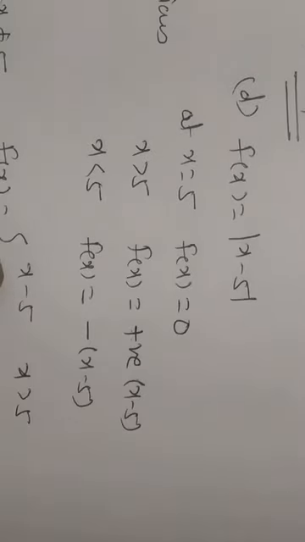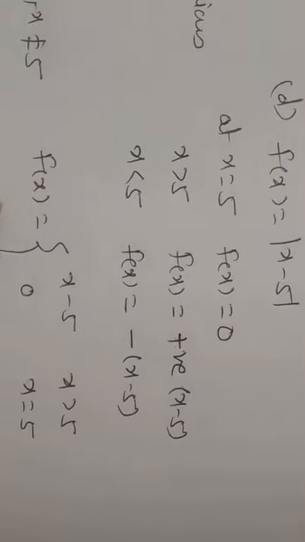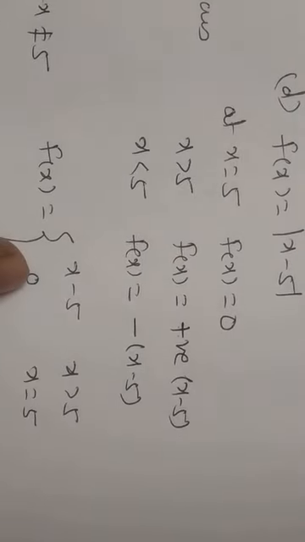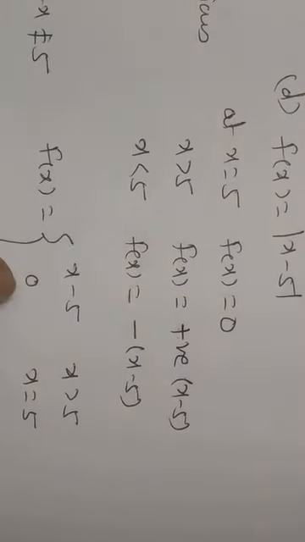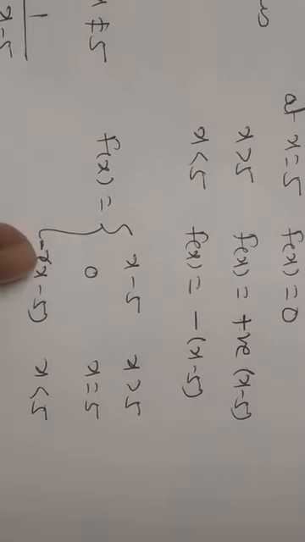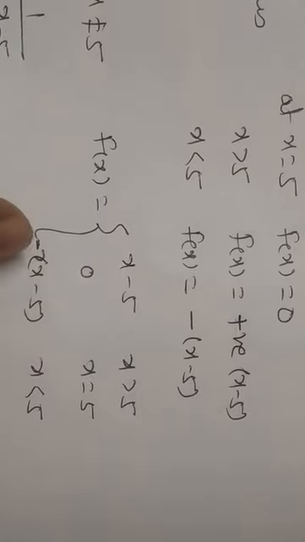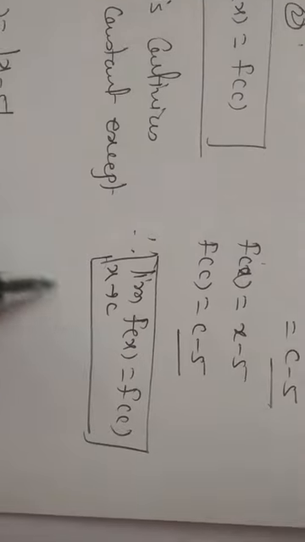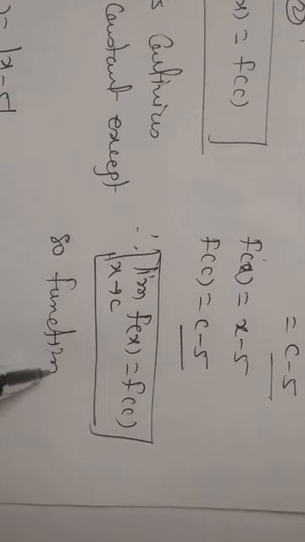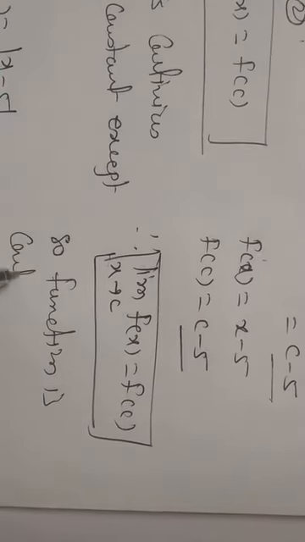The second is what? For 0, limit x tends to 5, f of x equals 0, that is 5 minus 5, again 0, so the function is continuous. And same for less than 5, again the answer becomes the same, and hence the function is continuous. So we say that the function is continuous everywhere.